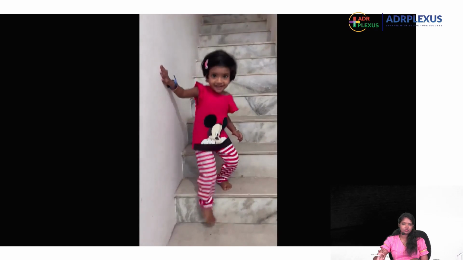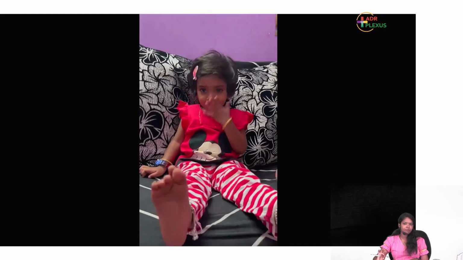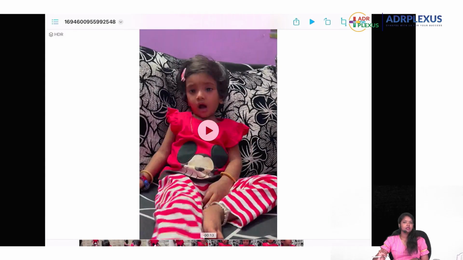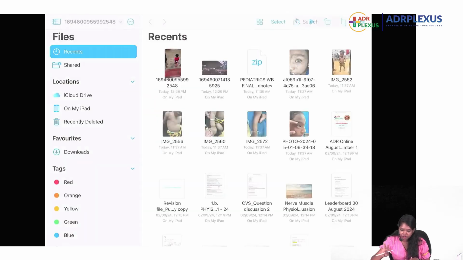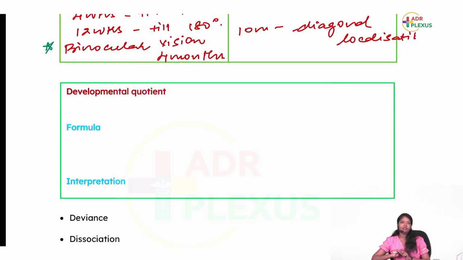Climbing down? 2 feet per step up, 2 feet per step down. Okay. So this is 2 years old. 2 feet up, 2 feet down. Clear? Okay. For 3 year old, I will just give you a story. You remember that story, you will not forget 3 years.